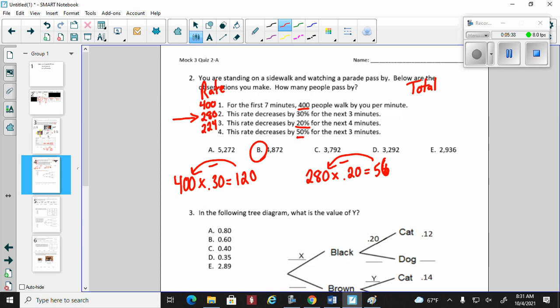Then it says this rate decreases by 50%. Again, when it talks about this rate, we're talking about 224. Multiplying anything by 50% is just dividing by 2, so you get 112. Once you get all your rates, you simply multiply by the numbers in each section. So 400 times 7 is 2,800. 280 times 3 is 840. 224 times 4 is 896. And lastly, 112 times 3 is 336. Add them all up, boom, that's how you got 4,872.